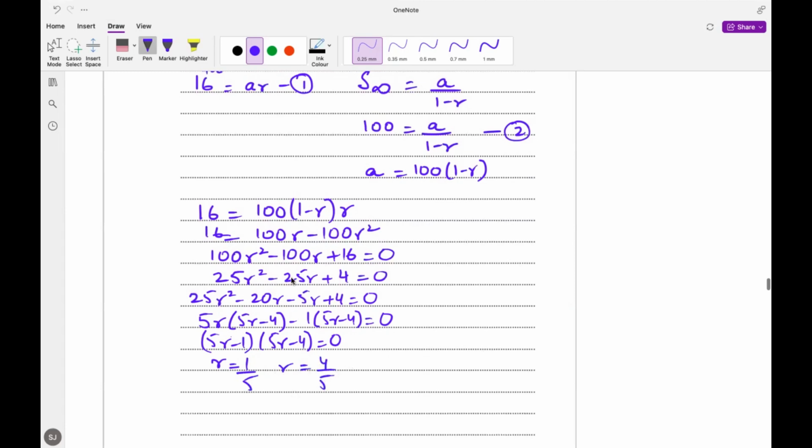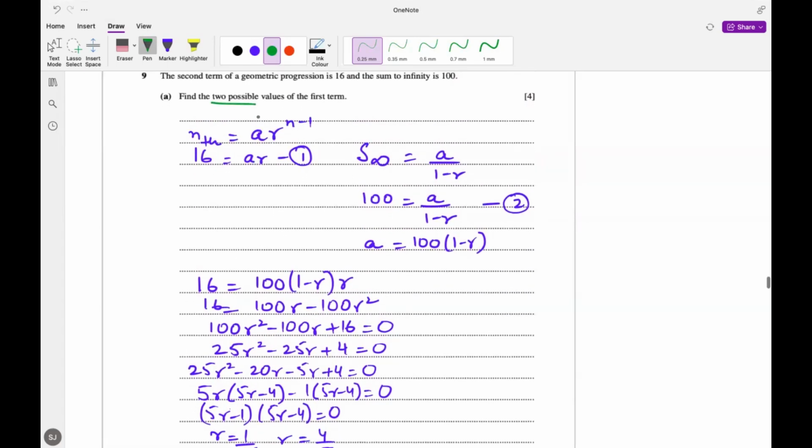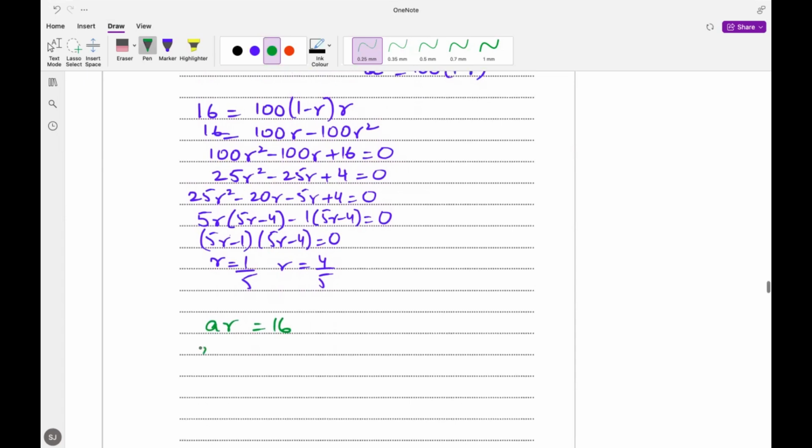Now, once we have the values of r, we can find the value of a using the equation 16 equals ar. As we have to find the two possible values, since ar was equal to 16, if in place of r we put 1 upon 5, the value of a will be 80. And if in place of r we substitute 4 upon 5, then a equals 16 times 5 upon 4, which is 80 upon 4. So the other value of a will be equal to 20.